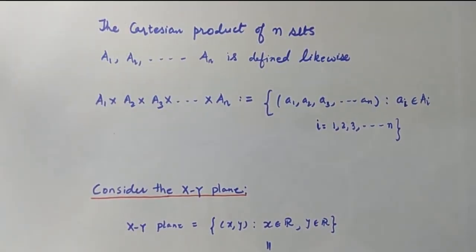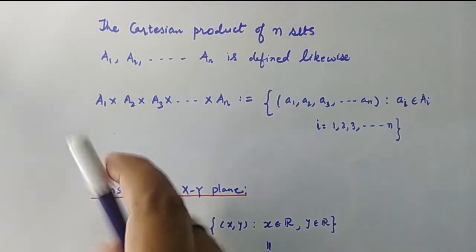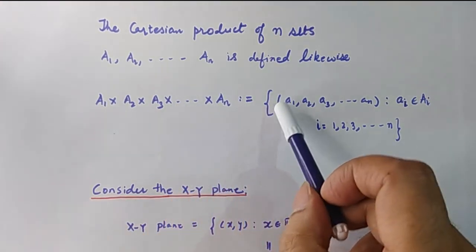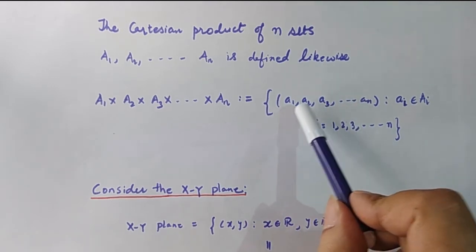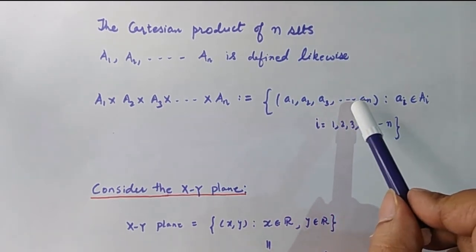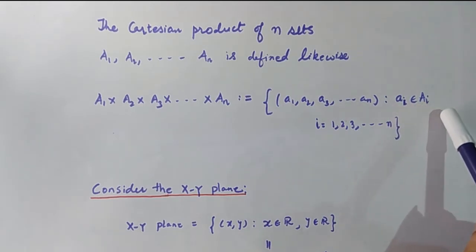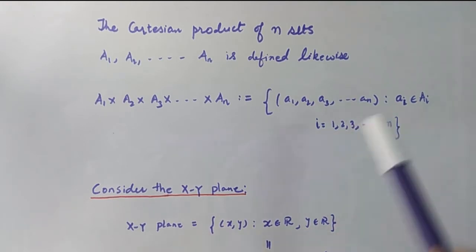The Cartesian product of n sets A1, A2 all the way up to An is defined likewise. A1 cross A2 cross A3 cross up to An is defined as the collection of all points of the form (a1, a2, a3, up to an) such that each ai belongs to the set Ai, where i goes from 1, 2, 3 up to n.